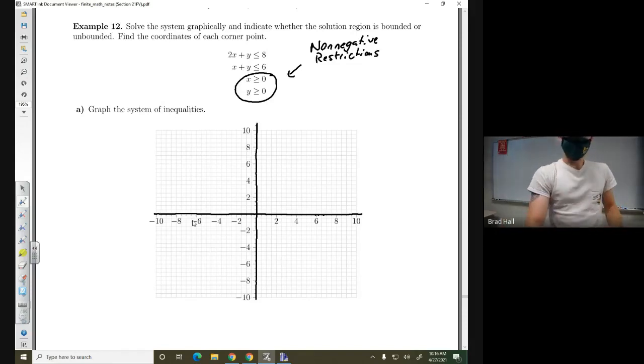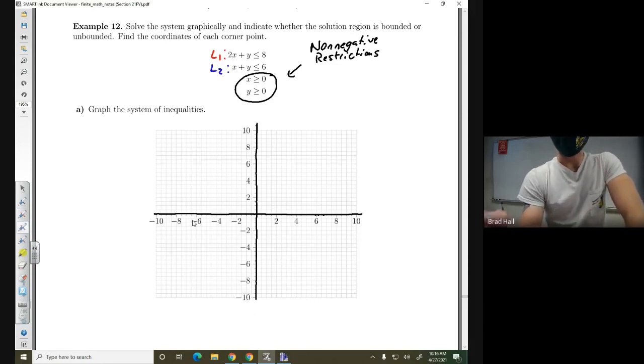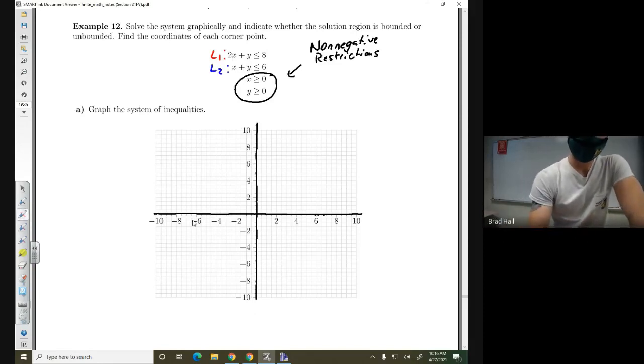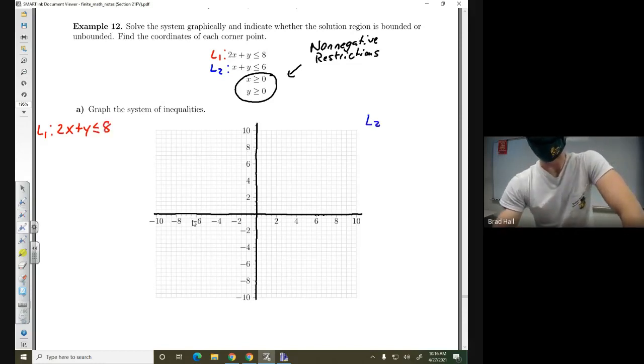For the other two, this is when we need to label them in some way. This will help with shading later on. And figure out what their lines look like. So I'll do both of these off to the side.